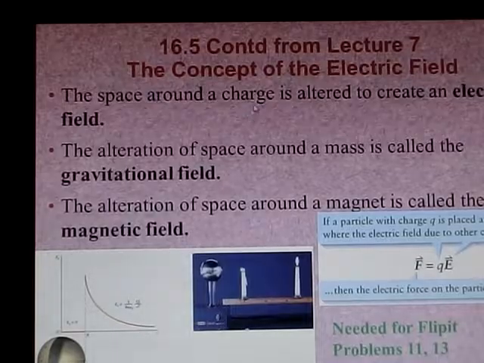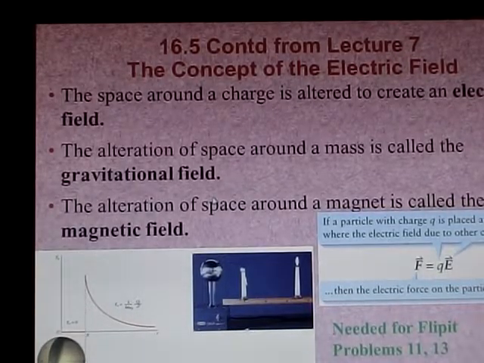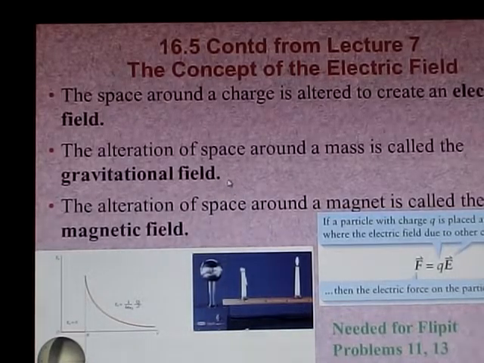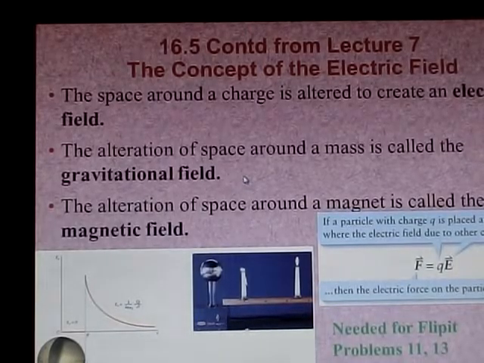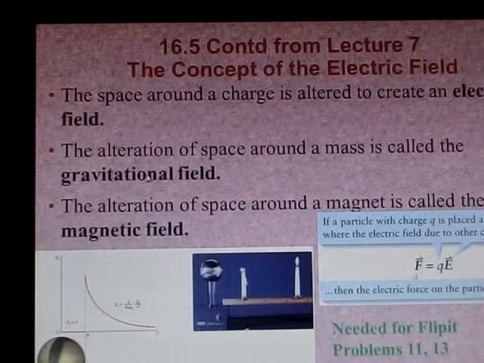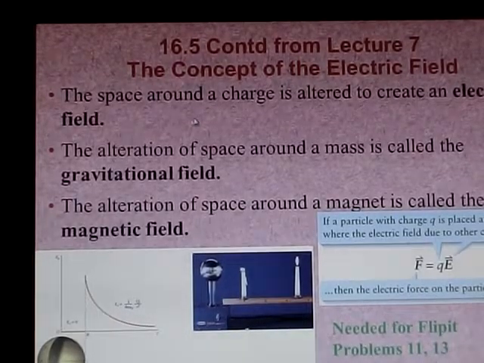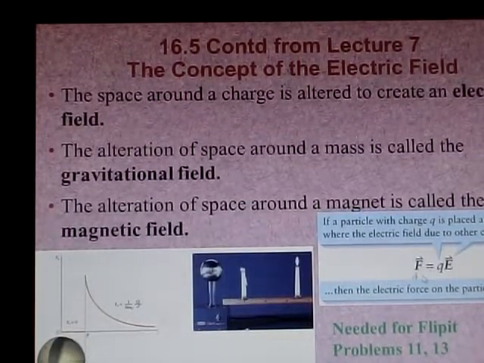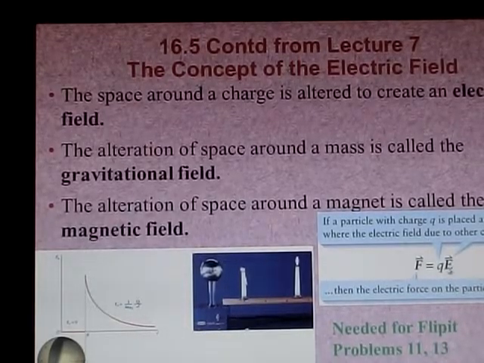Now, the concept of the electric field continued from lecture 7. What does it do? What is a field? Well, a field in physics is a region under the influence of some physical force. If the force is gravitational, then we've got a gravitational field. If the force is magnetic, then we've got a magnetic field. And if the force is electric, then we've got an electric field. In fact, we can calculate the force, the electric force in this case, if we know the electric field.